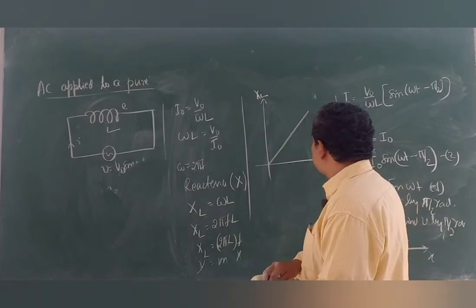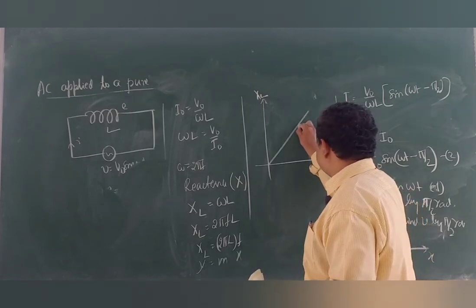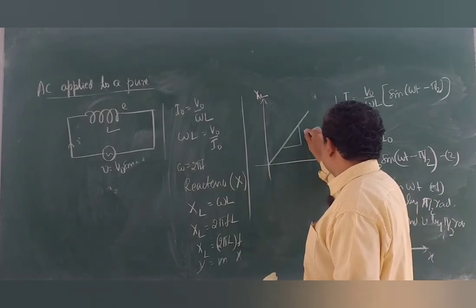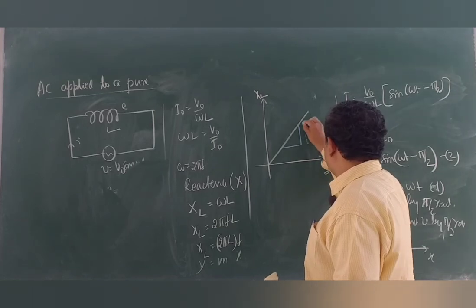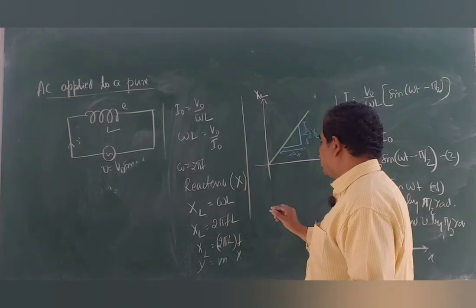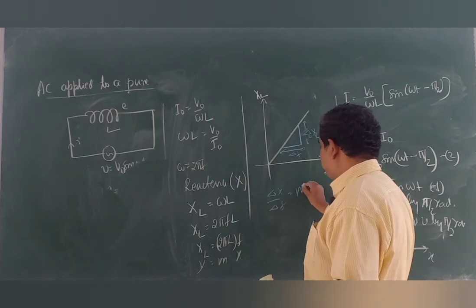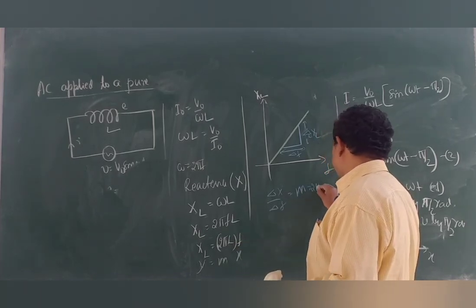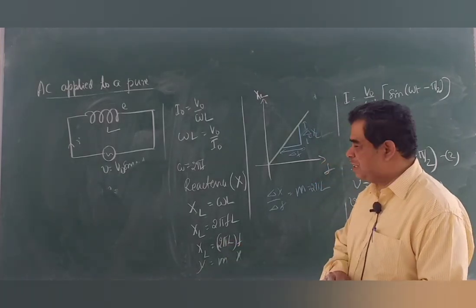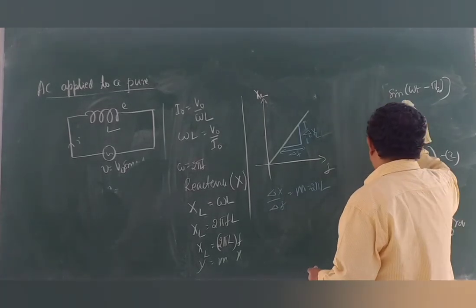And what does the slope of this graph give you? Observe carefully. Can you think of it from this? This is XL or delta XL if you want, and this one is delta f, change in frequency. Delta XL by delta f is nothing but m, the slope. From this graph it is m, from this equation it is 2 pi L, so instead of m we have 2 pi L there. So, it is the slope of the XL versus frequency graph.